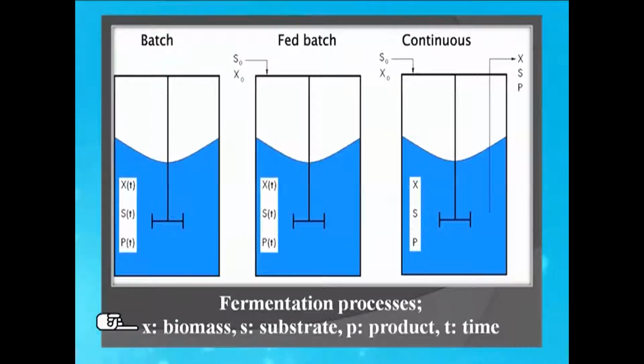Now if we look into this batch culture, we will see that everything, considering biomass, substrate as well as product, are time dependent. While in fed batch also, because it is very much similar to batch, all the three parameters are again time dependent. While in case of the continuous culture, it is different and there is no time dependence. That means at any point of time, you take any sample from here, they will be the same, and that is why we call it a steady state fermentation.